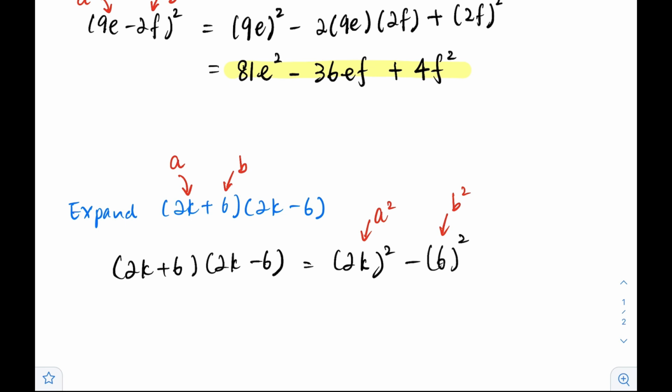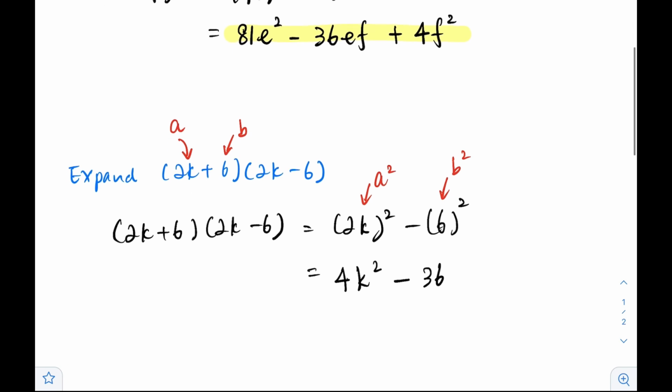So now let's simplify this. 2k whole thing squared means you have 2k times 2k, so it's 2 times 2 to get 4, k times k to get k squared, or you can think of it as I square 2 to get 4 and I square k to get k squared. And 6 squared is 6 times 6 is 36. So this would be my final answer. Since there are no like terms, I cannot simplify further.